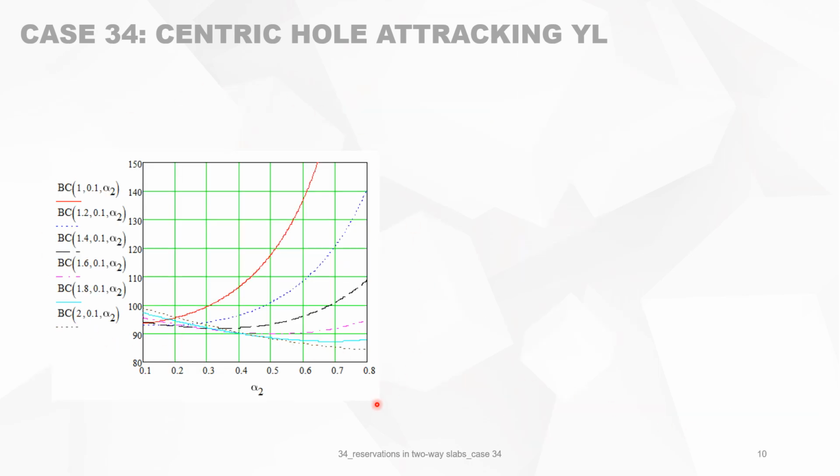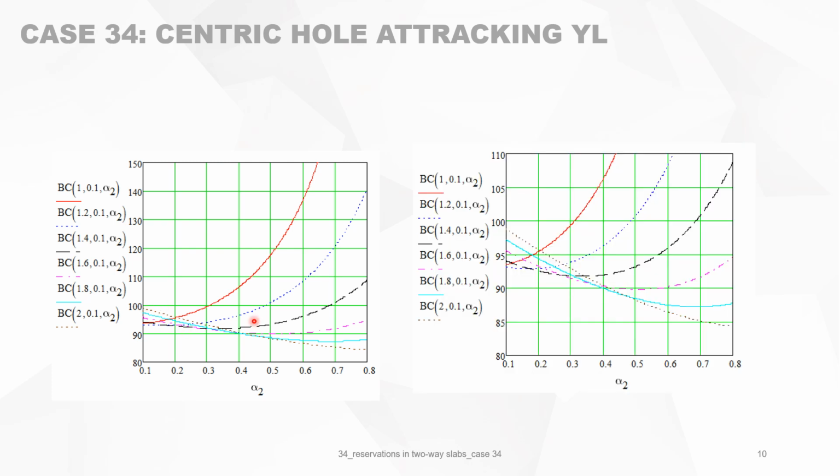Now, it's the same type of graph, but this time we take alpha 2 as the variable. Alpha 1, we keep it at 0.1, see the previous example, and this alpha 2 is changing. And now we have different curves for different alphas. Now you will see this is the area that you are interested in. So we'll blow it up a little bit.